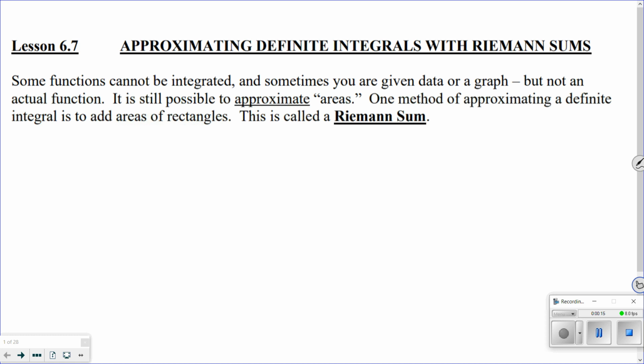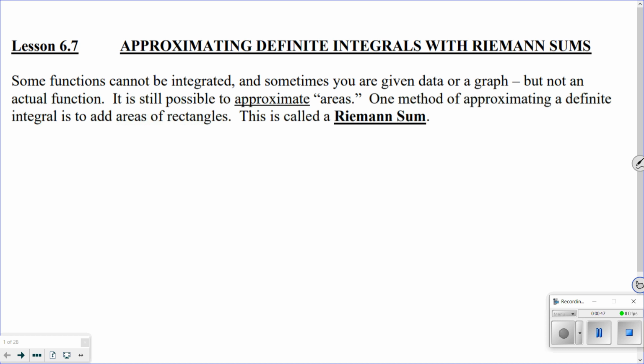What we're going to talk about is approximating definite integrals with Riemann sums. So definite integrals, right, is the area under a curve. And we know how to find it, right? You integrate the function, you plug in the upper bound minus the lower bound into the integral. Well, sometimes functions can't be integrated, or sometimes we're not given the actual function. We're just given like a graph or some data. So we can't find the exact areas, but we can still approximate the areas.